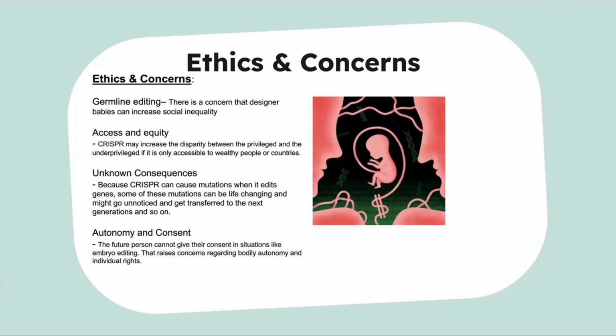There are also unknown consequences because CRISPR can cause mutations when it edits genes. Some of these mutations can be life-changing, might go unnoticed, and get transferred to the next generation and so on. And lastly, there's a concern about autonomy and consent because the future person cannot give their consent in situations like embryo editing. That raises concerns regarding bodily autonomy and individual rights.